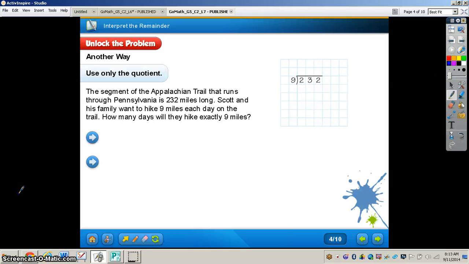Okay, here's another way that you can use the remainder. We talked about using it as a fraction. Now we're going to take a look at how you can use a remainder only with the quotient. Okay, only looking at the quotient, kind of ignoring the remainder.